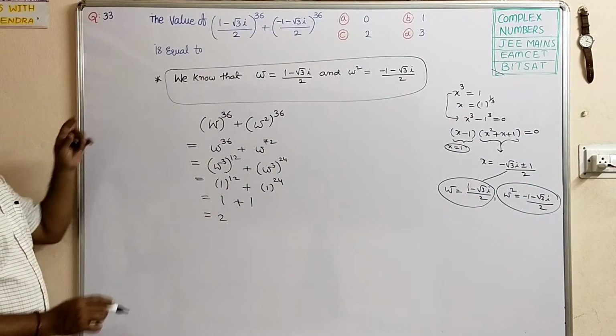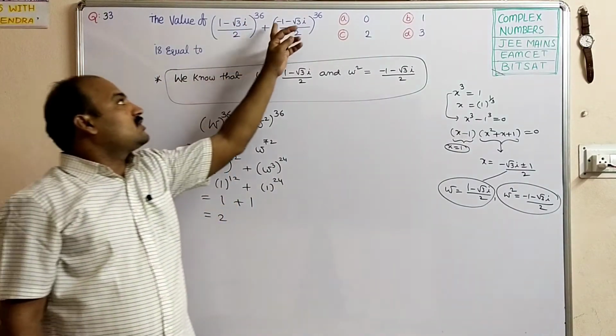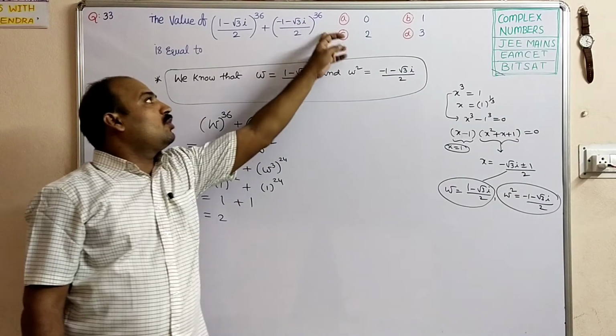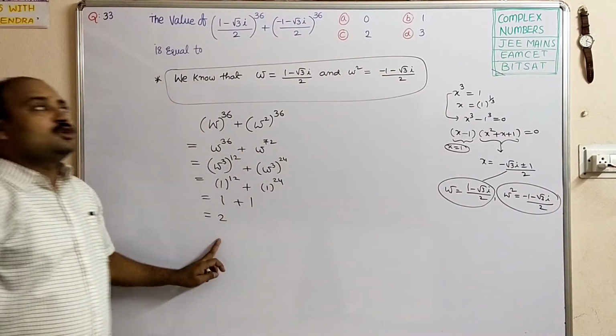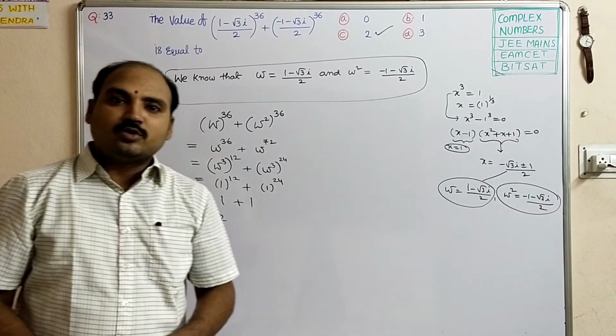So therefore the given expression, (1 minus root 3i by 2) whole power 36 plus (minus 1 minus root 3i by 2) whole power 36, value is equal to 2. So which is there in the second option. We will move to the next question.